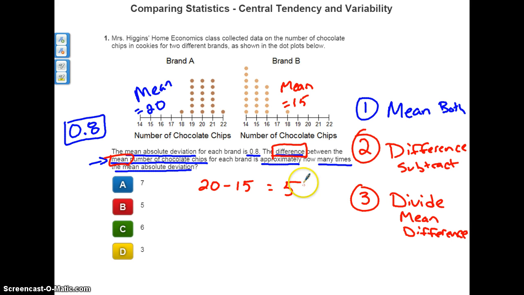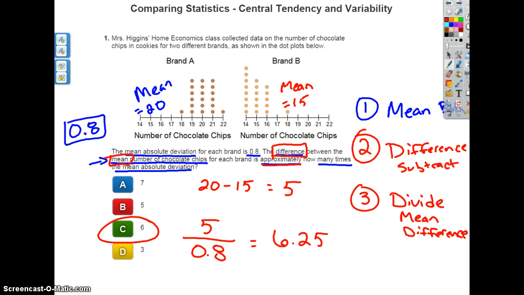So my mean difference here was 5. I'm going to take that and divide it by 0.8. And it does say approximately here, so we know that our answer is going to be probably in a decimal form where we're going to approximate which one it is. So I take 5, divide by 0.8, and I get 6.25. Which one is that? That approximately 6.25 is approximately 6.